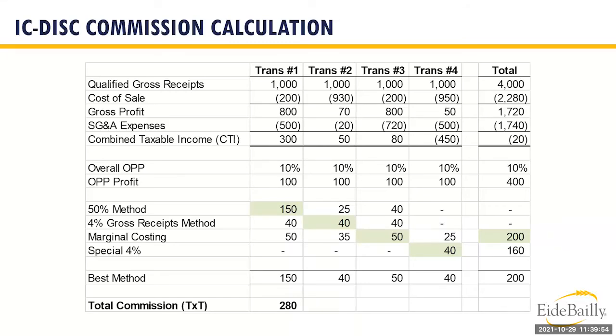Now, if we were to group all these transactions in the far right column, our commission would only be $200 as calculated under the marginal costing method. So this shows how you have the ability to increase your commission by calculating it on a per transaction method. And in this result, we are increasing our commission by 40%, from $200 to $280.